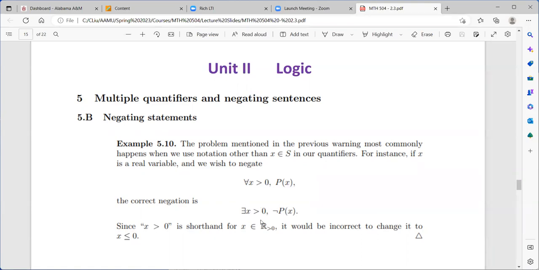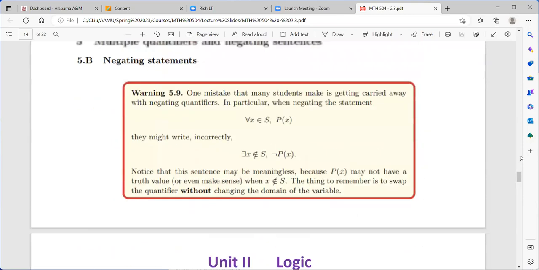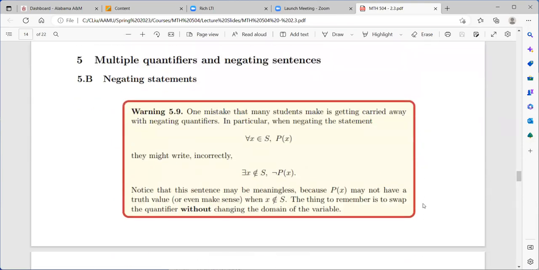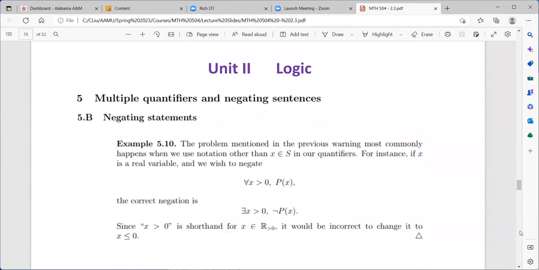Okay. So you don't change this x greater than 0 to x less than or equal to 0, because it's x greater than 0. It's shorthand for x belongs to R, greater than 0, right? So you don't change that to not belonging to. Okay. So you just keep it x greater than 0. Okay.